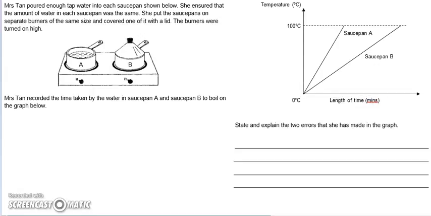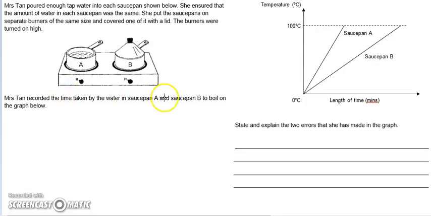Okay, so Mr. Tan poured enough tap water into each saucepan shown below to ensure that the amount of water in each saucepan was the same. He put the saucepan on the liquid burner of the same size and covered one with the lid. The burners were turned on high, so a lot of heat was coming from the burners into the pot of water.